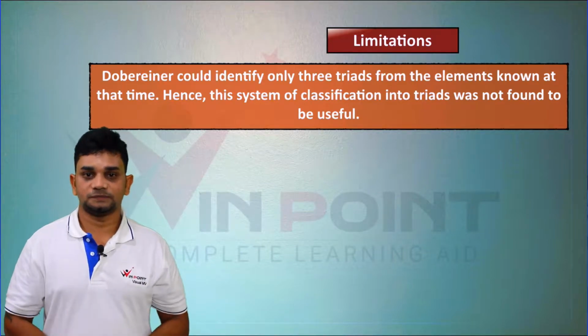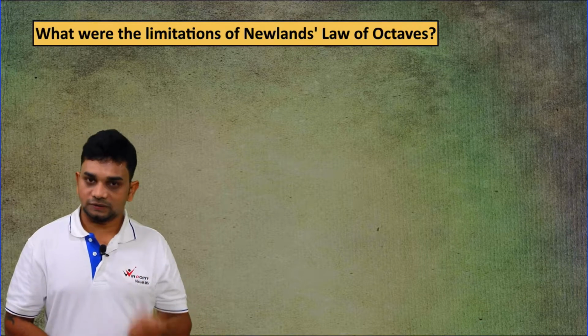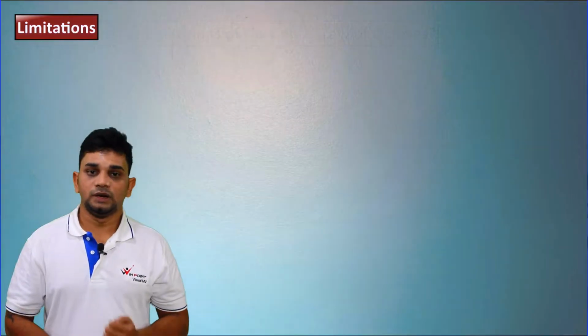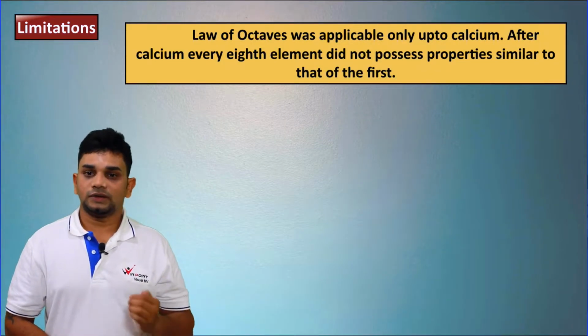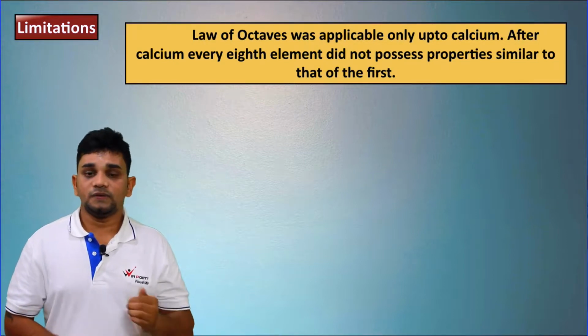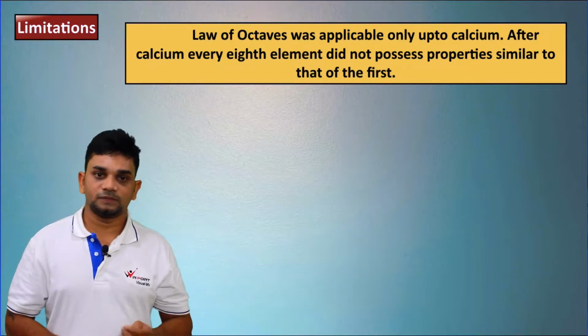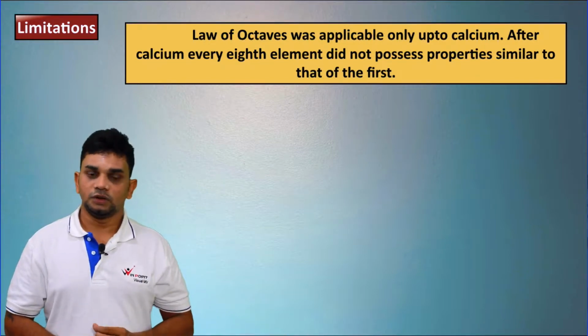That was a limitation. What were the limitations of Newlands' law of octaves? This topic also we discussed. Now we can write the answer. Limitations. Law of octaves was applicable only up to calcium. That is the first limitation. After calcium, every 8th element did not possess properties similar to that of the first. This is the first limitation of Newlands' classification.